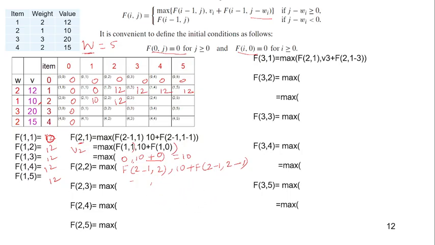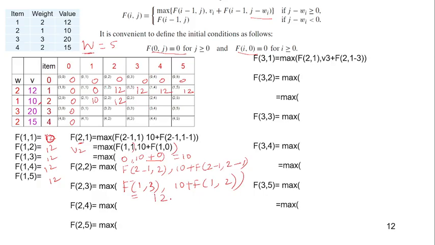So 2 comma 3, this I will write here: f of 2 minus 1, 1 comma 3, comma 10 plus f of 1, comma j minus w. So j is 3. Here it is 3 minus 1, 2. So 2, which is nothing but the maximum of 1 comma 3. 1 comma 3 is 12.